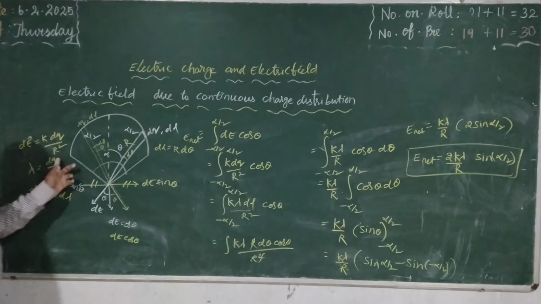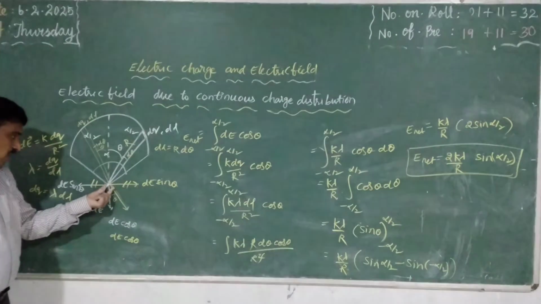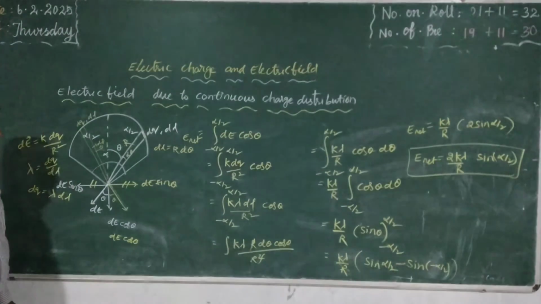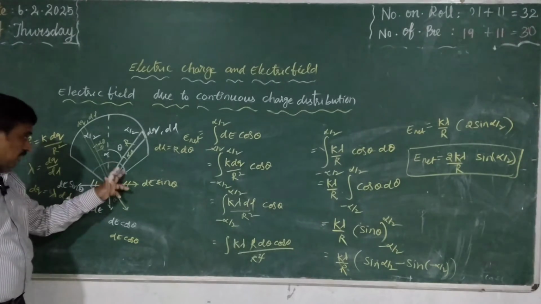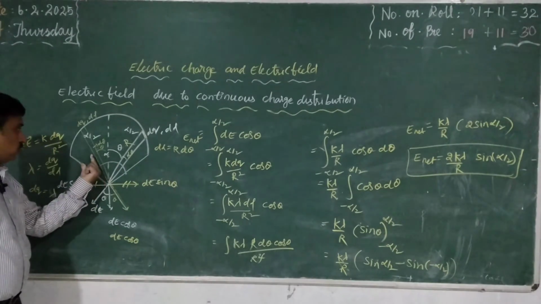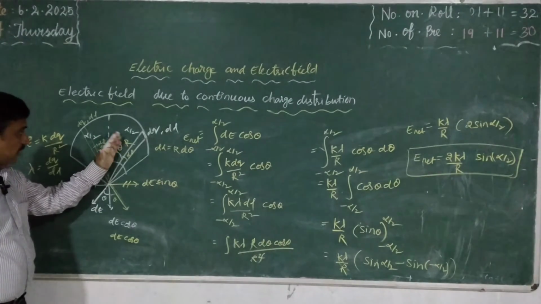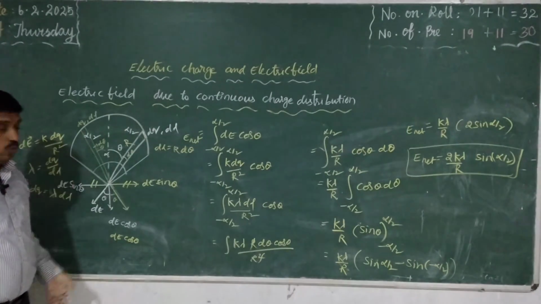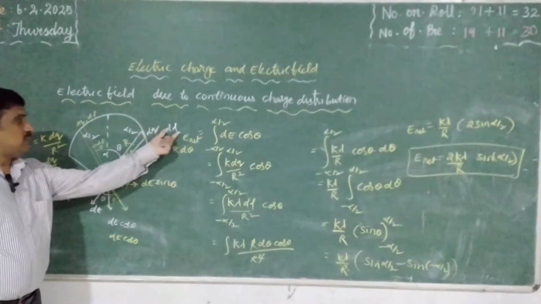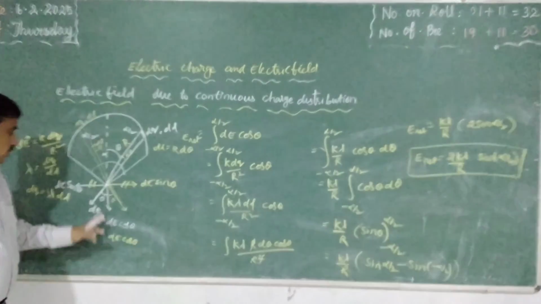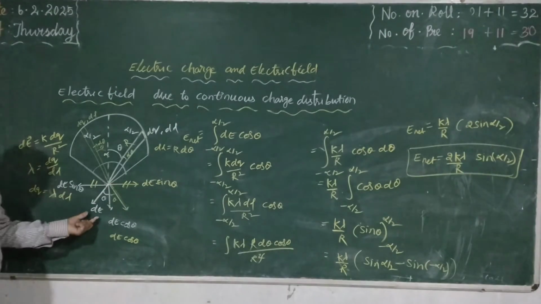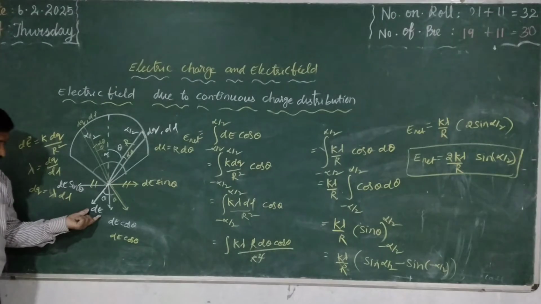First, for the semicircular rod, what is the electric field at point P? To find it, the total angle is alpha, divided into two parts, alpha by 2 and alpha by 2. From this side we measure the angle theta. We take a charge dq with length dl equal to r d theta. Due to this charge, the electric field is dE.